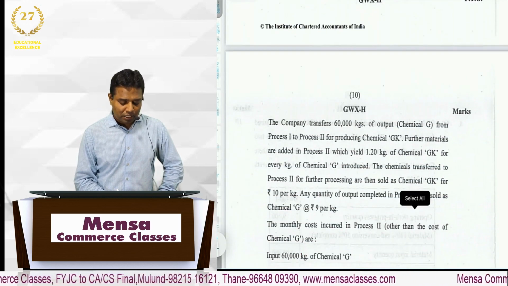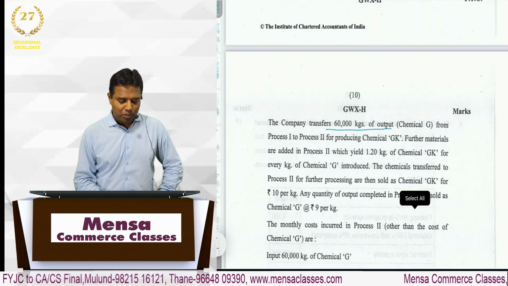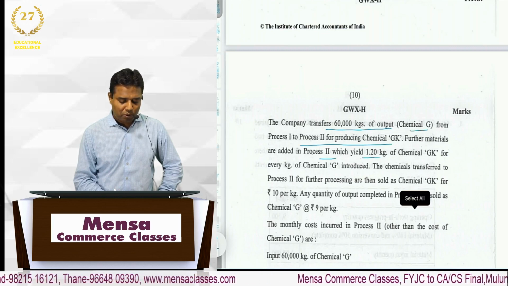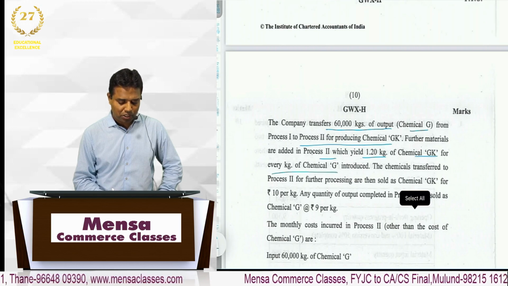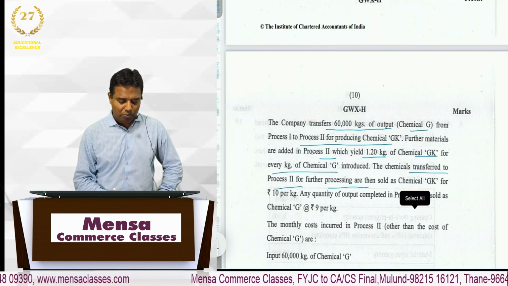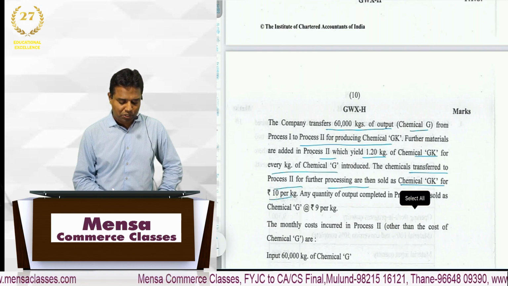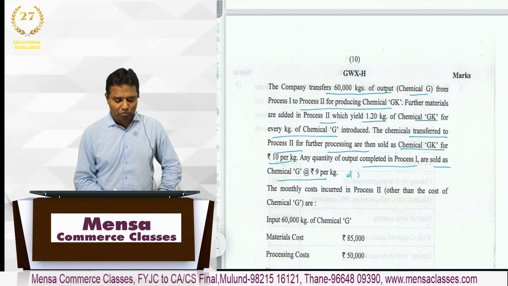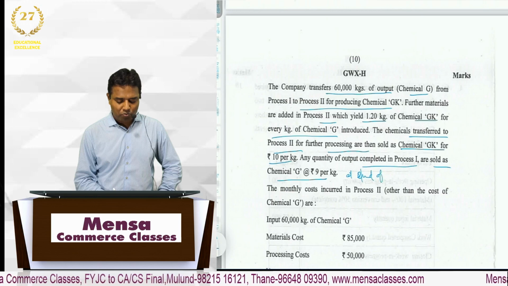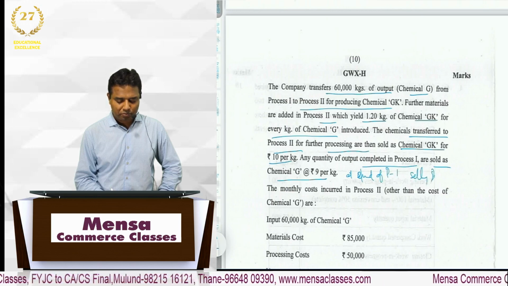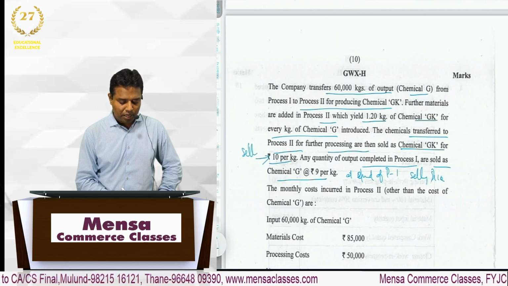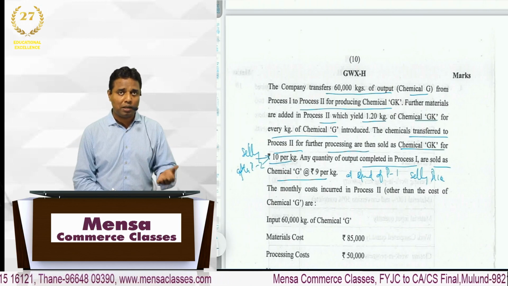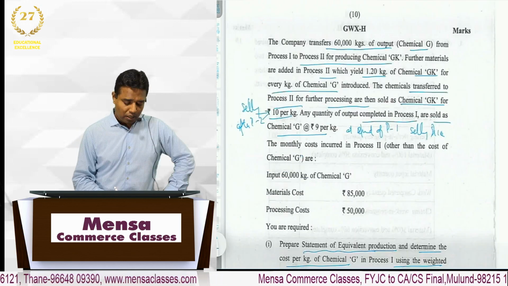Okay. The company transfers 60,000 of output that is chemical G from 1 to 2 for producing GK. Further material added to process 2 will yield 1.2 kg of GK for every 1 kg of G. Chemical transferred to process 2 for further processing is sold as GK for 10 rupees per kg. Any output completed in process 1 is sold at 9 rupees. That is, this is a split-off at the end of process 1. At end of process 1 selling price is 9 rupees, and 10 rupees is selling price after process 2. So you will get 9 rupees if you sell after process 1, and 10 rupees if you sell it after process 2.